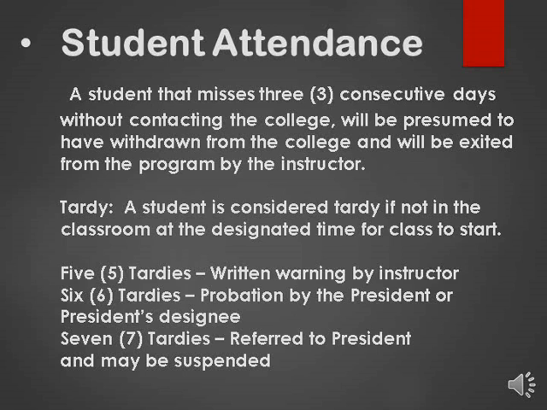to start. Upon incurring 5 tardies, your instructor will issue a written warning. 6 tardies could mean that you are issued probation by the president or president's designee. Upon incurring 7 tardies, your instructor will refer you to the president and you may be suspended.